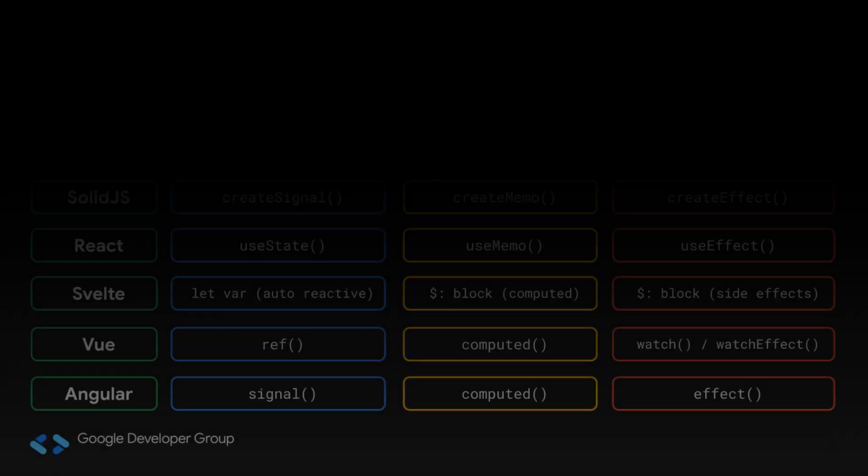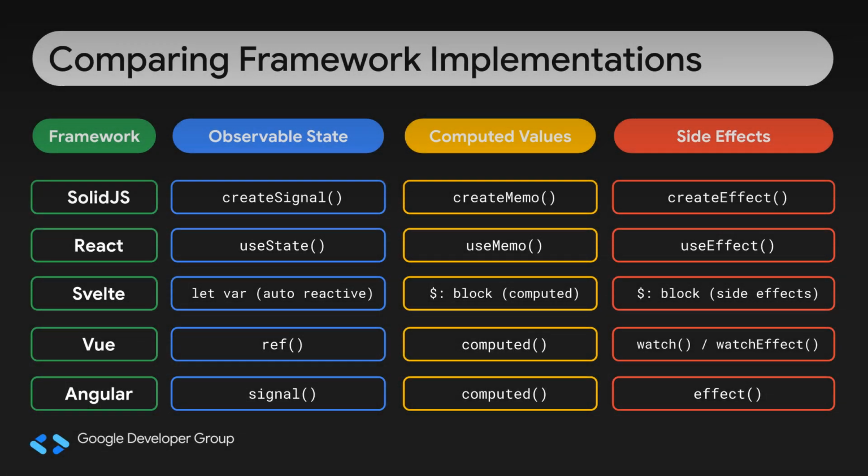So SolidJS was a very early adopter of signals. They have createSignal, createEffect, and createMemo, and it all has that automatic dependency tracking we talked about. React is a little bit different. They have useState, useMemo, and useEffect, and they tend to be a little bit more manual in how you set up those dependencies. You have to explicitly list them in dependency arrays.